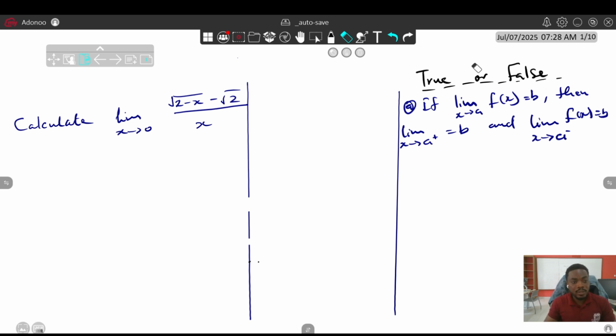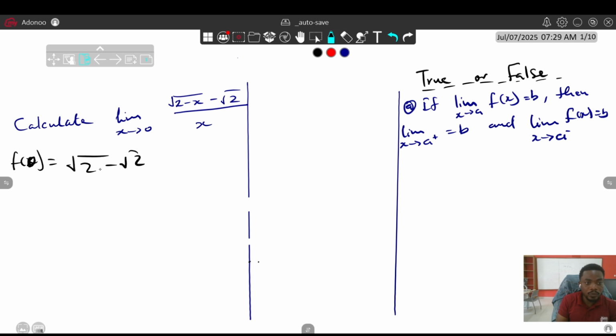Okay, so continuing with the questions. We can see clearly that for this function here, if we substitute x into the equation, that is f of x, where x is equal to 0, it's going to give us f of 0 equals square root of 2 minus square root of 2 all over 0, which is 0 over 0. And this is obviously indeterminate, right? All right, so what can we do to simplify this function?